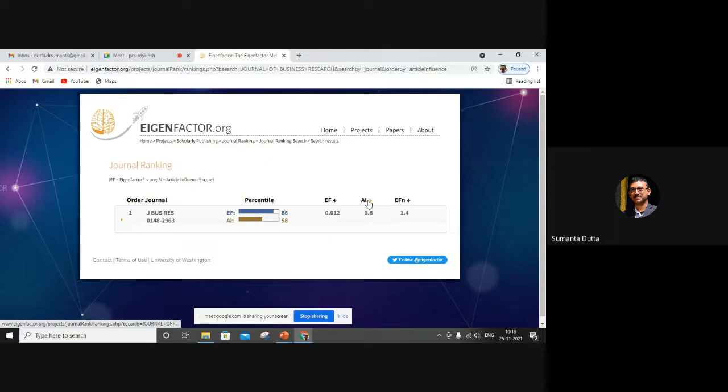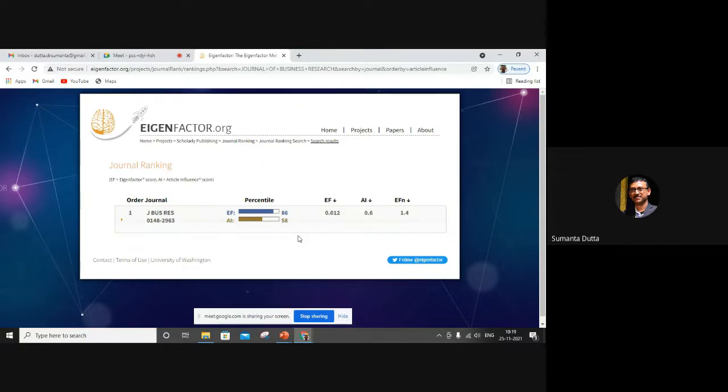What is the article influence score? It identifies the prestige of the particular article in the given journal, while the Eigenfactor score measures the importance. They have mainly these two, the Eigenfactor score and the article influence score. The article influence score calculates the prestige part, while the Eigenfactor score calculates the importance of this particular article in the given journal database.